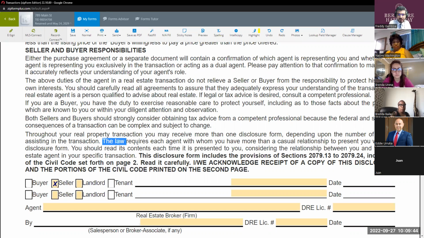So going back to Miss Bailey and Miss Urena, if you are working together as an agent and co-agent, it's not just one agent. Each agent must provide this to that seller, because both of you are helping the seller on this transaction. Does that make sense? Are we good? We're solid? Yes? Awesome. Let's move on.